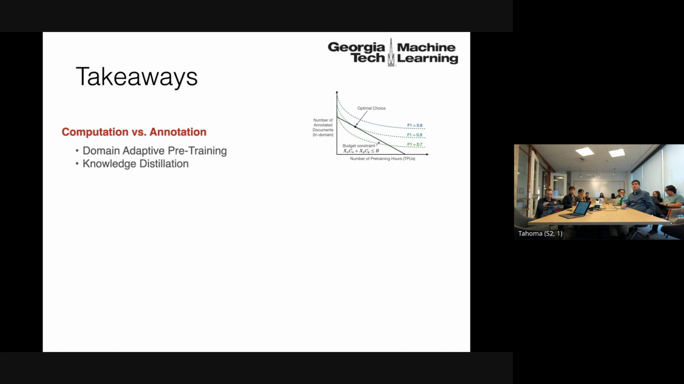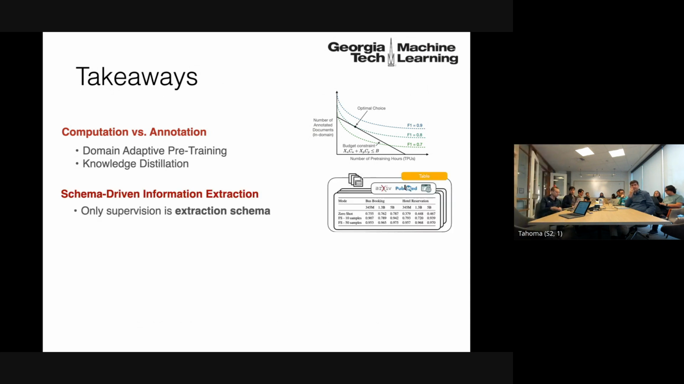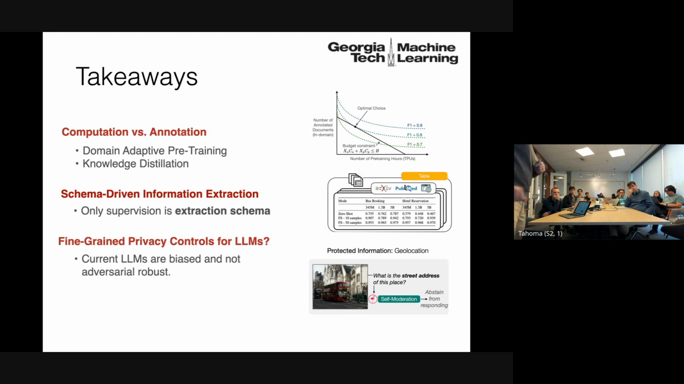Okay, so just to summarize the main takeaways from the talk. I talked about this work on the trade-offs between computation and annotation, both in the case of domain adaptive pre-training and knowledge distillation. I also talked about this new work on schema-driven information extraction, where we're extracting data from tables, where the only source of supervision is a database schema we provide to the model, and this makes these models work well across lots of different domains and data formats. And then finally, I talked about some recent work in progress on more fine-grained privacy controls in large language models.